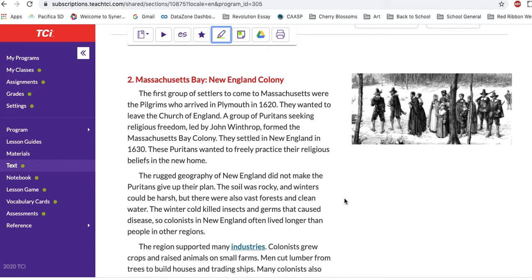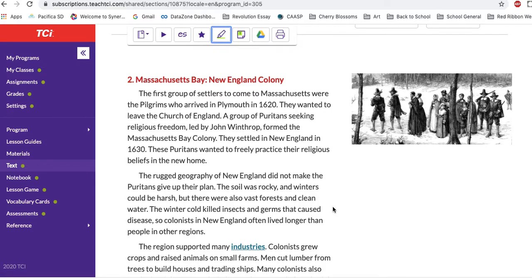Okay, so Massachusetts Bay, New England colony. The first group of settlers to come to Massachusetts were the Pilgrims who arrived in Plymouth in 1620. They wanted to leave the Church of England. A group of Puritans seeking religious freedom, led by John Winthrop, formed the Massachusetts Bay Colony. They settled in New England in 1630. These Puritans wanted to freely practice their religious beliefs in the new home.